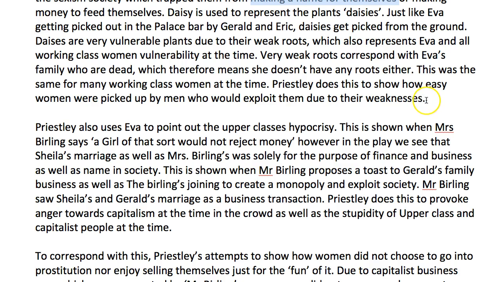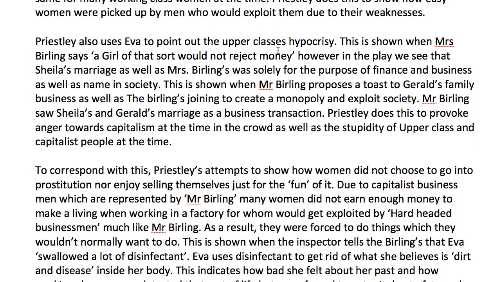You could further link it to the migration of workers from the countryside to cities, so they're literally uprooted. And you could be a bit more critical, if you like, about how Gerald and Eric literally uproot her, change her sense of self, which of course is also represented in her change of name.